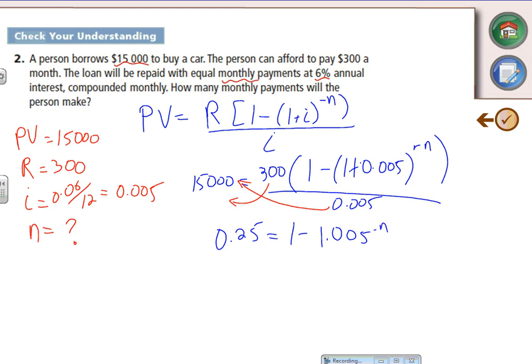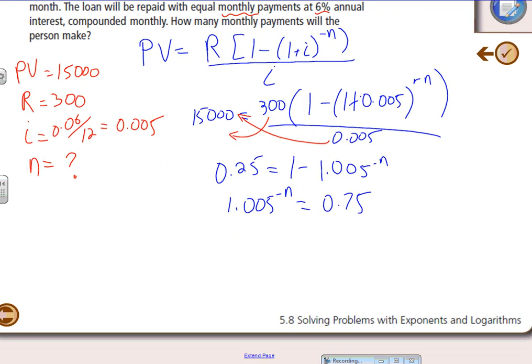Let's bring over the negative 1.005 to the negative n to one side. Let's bring the 0.25 to the other side, just to try to keep things positive. I don't want to have to deal with it as much. So we've got 1.005 to the negative n equals 0.75. Okay, now we're at that step.